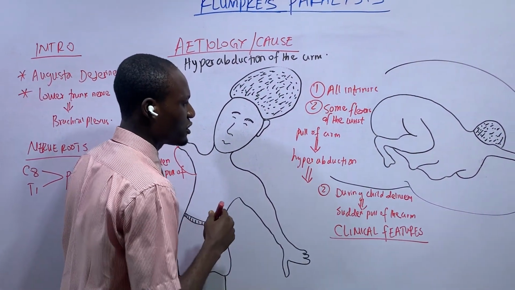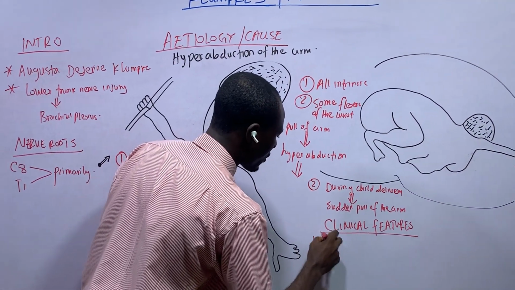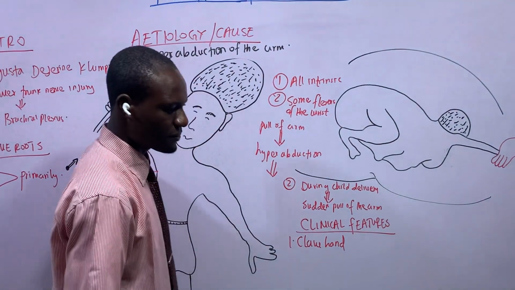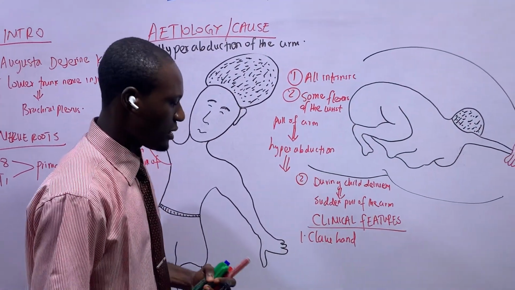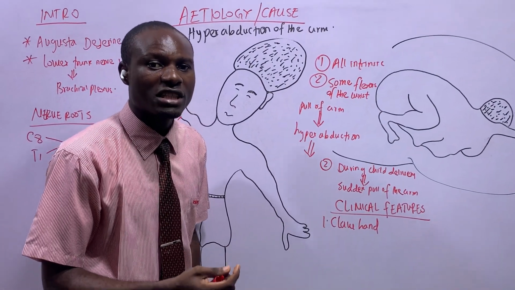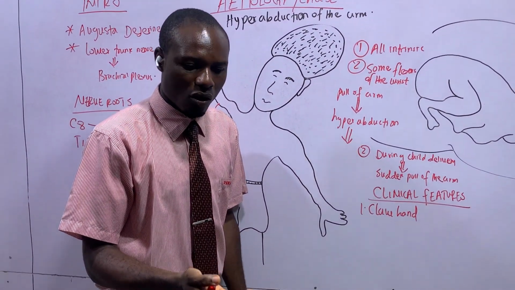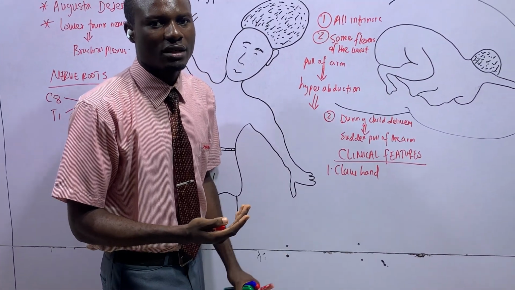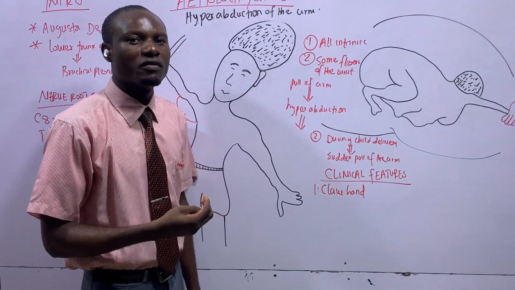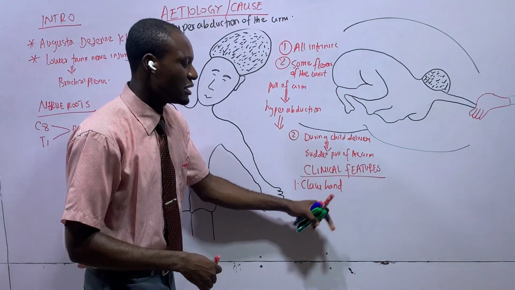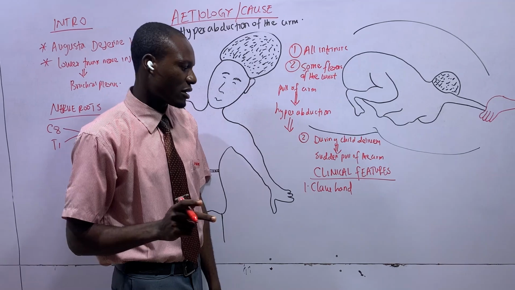All right. So the clinical features include claw hand. This claw hand is a partial claw hand. There will be hyperextension of the metacarpophalangeal joints of the medial two digits, and flexion at the interphalangeal joints of the medial two digits. So you are going to have claw hand. This claw hand is an ulnar claw hand or partial claw hand.